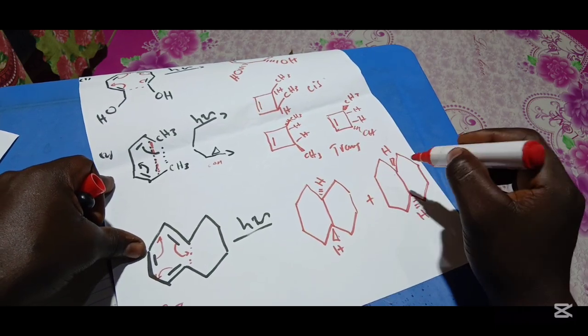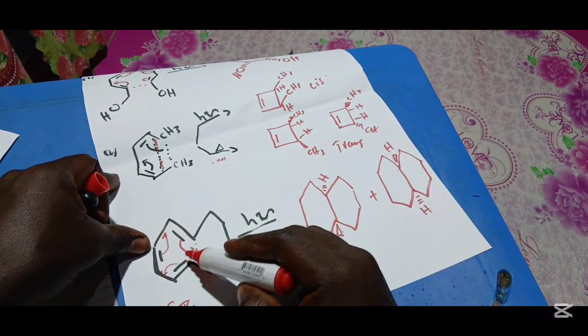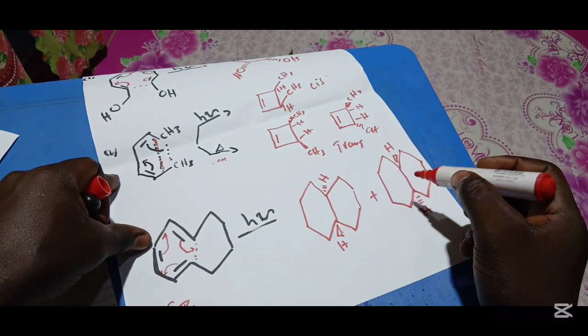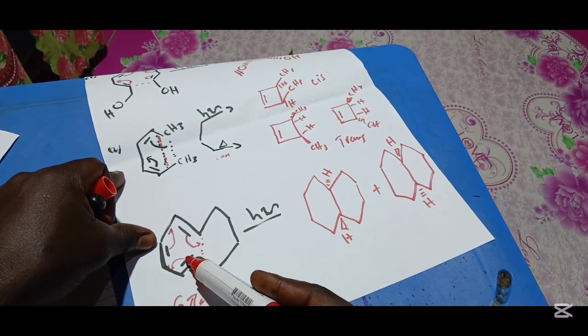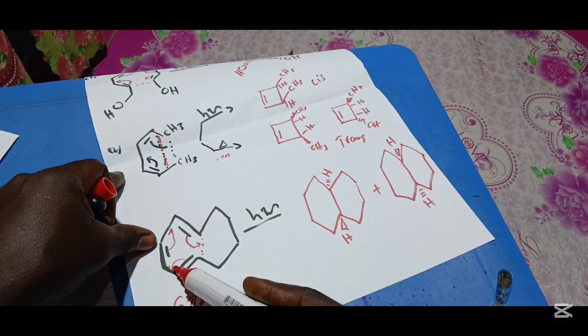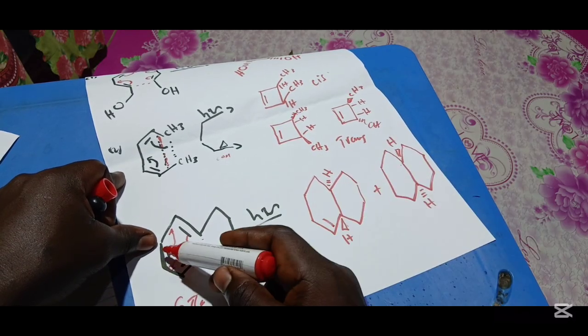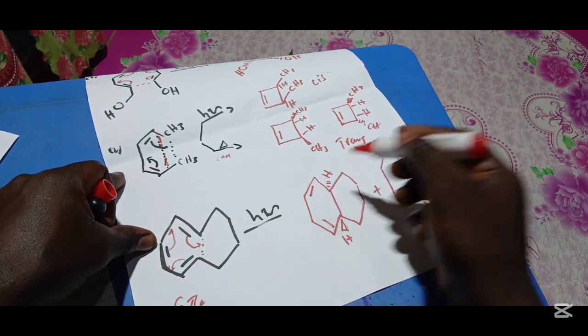And don't forget to bring the pi electrons. So we had 3 here, one gone to form a sigma bond, so we are getting 2. So where are they? So this one moves here to form a double bond here, so we're getting a double bond right here, and this one also moved the other way to form a double bond right here.